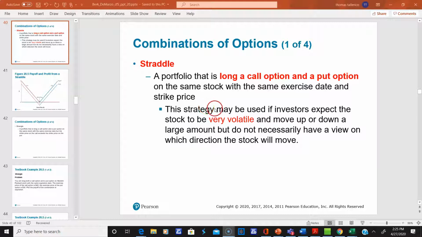Now, the reason you would buy something like this is you may be expecting volatility, but you don't know which way it is going to go, up or down. So in the current market we're in right now with the coronavirus, this would be a very, very useful strategy. You don't know if it's going to move up or down. The market's coming back. It went down.